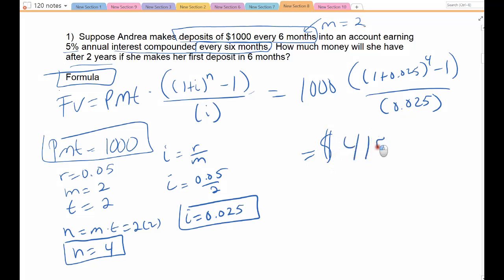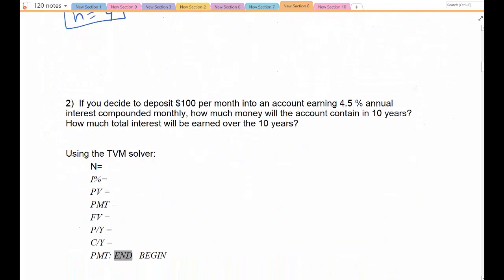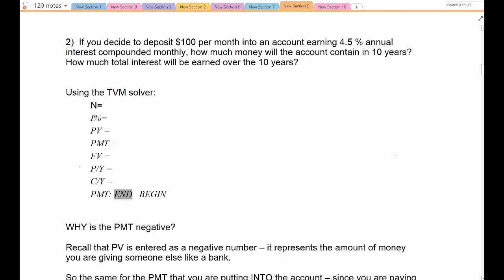It comes out to $4,152.52. Remember, $4,000 is her amount. She put $1,000 in 4 times, and so the $152.52, the extra, that's the interest, which I believe we'll answer in the next question, the interest question. All right, so that's the formula.